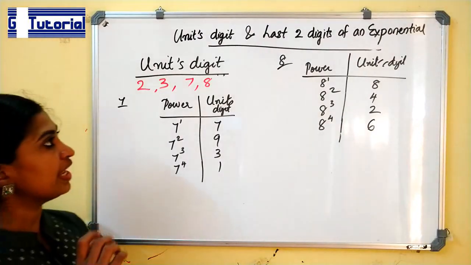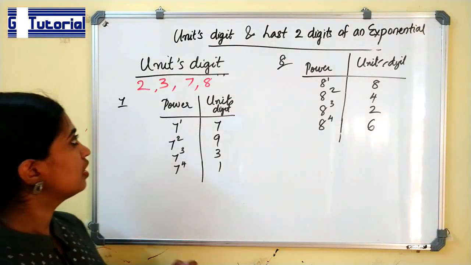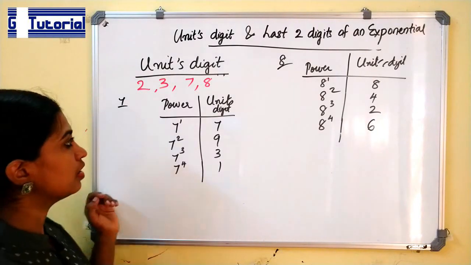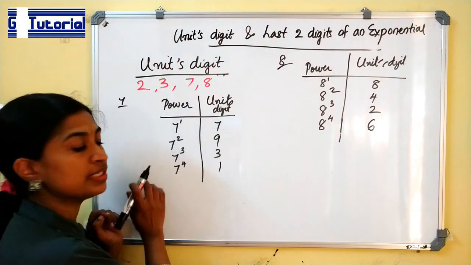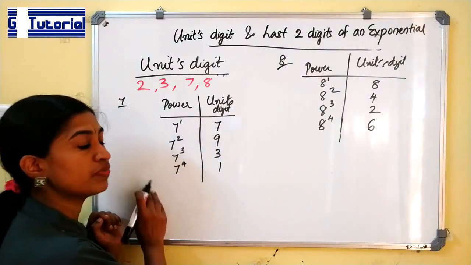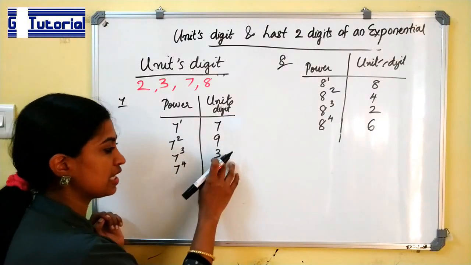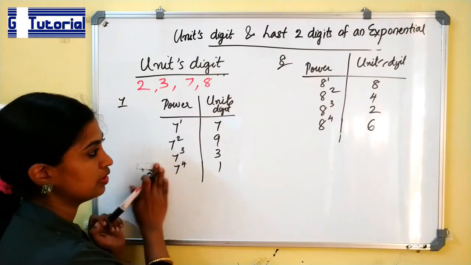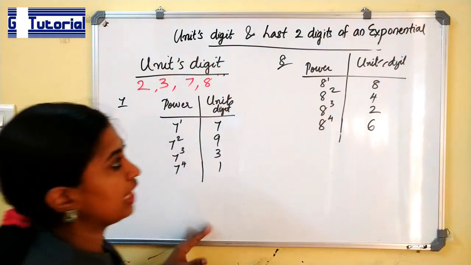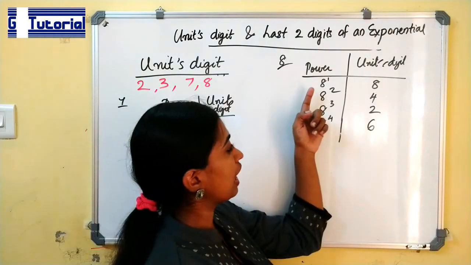The case of 7 and 8 is also similar to 2 and 3. We have to study this table. The power 7 raised to 1 is 7. 7 square is 49. Its unit digit is 9. 7 cube is 343. Unit digit is 3. 7 raised to 4 is 2401. Unit digit is 1.